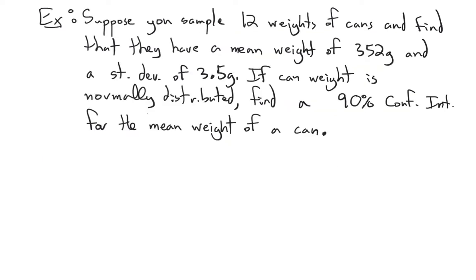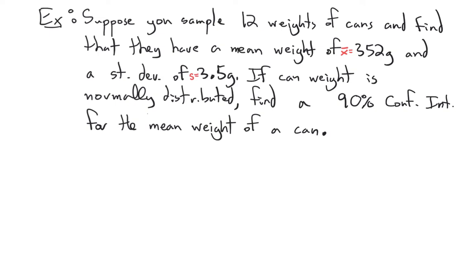Okay, so let's suppose we have a bunch of cans, and we sample 12 of those. We're interested in the average weight of these cans. If you pick up a can, what's the average weight? We sample 12 of them, and in that sample of 12, we find that the sample has a mean weight of 352 grams. So that's our sample mean, which we mark as x bar. And it has a standard deviation of 3.5 grams. That standard deviation comes from a sample, so we mark that as s.